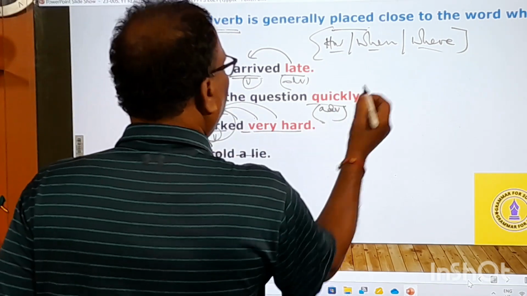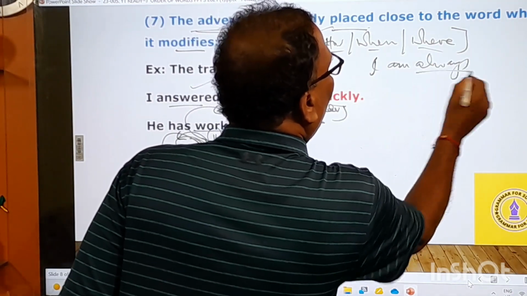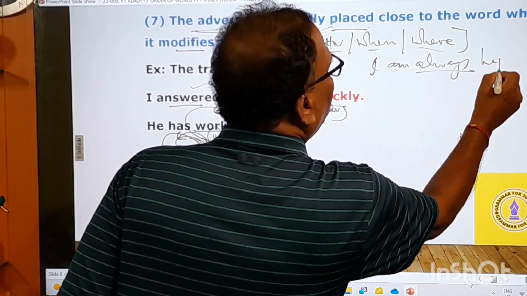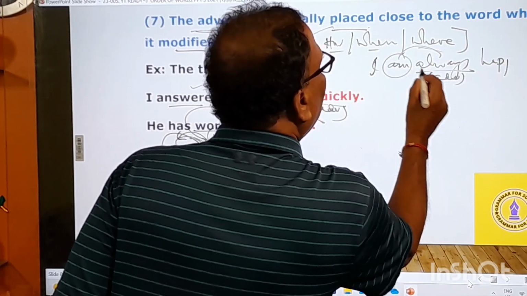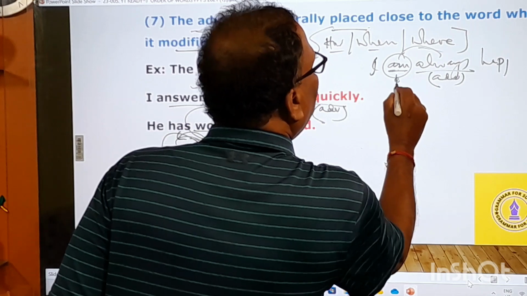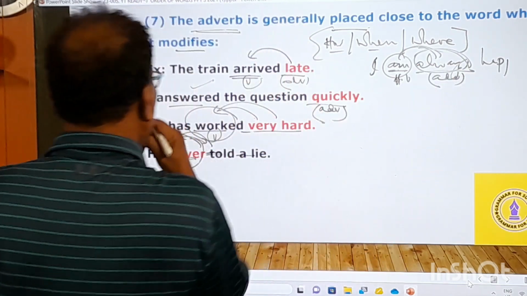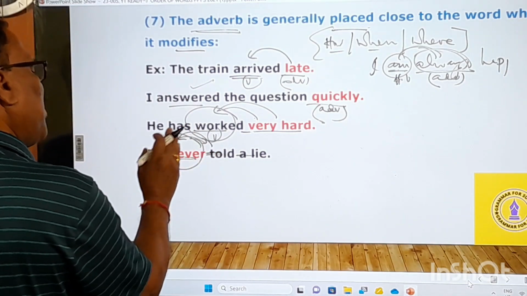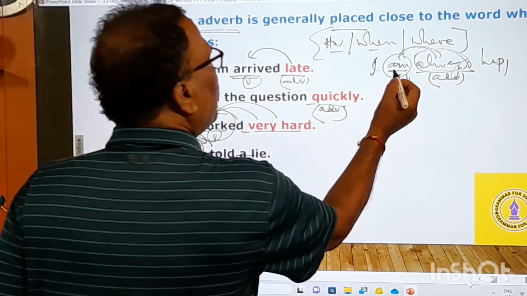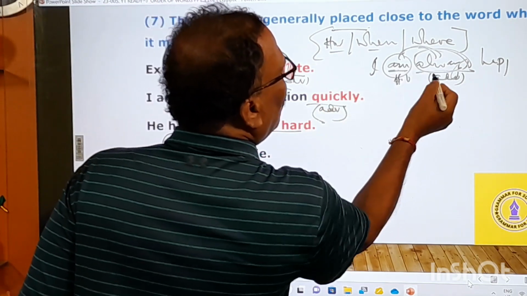I am always happy. So here this always is an adverb, and am is a helping verb. The adverb is placed immediately after this. In the simple present and the simple past, adverbs are placed before the verb, and in sentences with helping verbs, it is placed immediately after the helping verb.